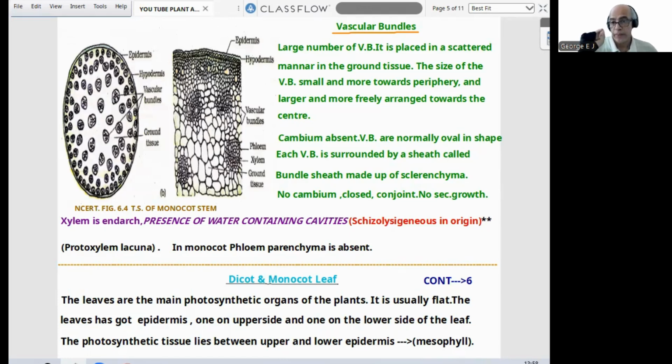Xylem is centered. Water-containing cavities are found, schizolysigenous in origin, and protoxylem and lacuna we can find. In monocots, phloem parenchyma is absent.